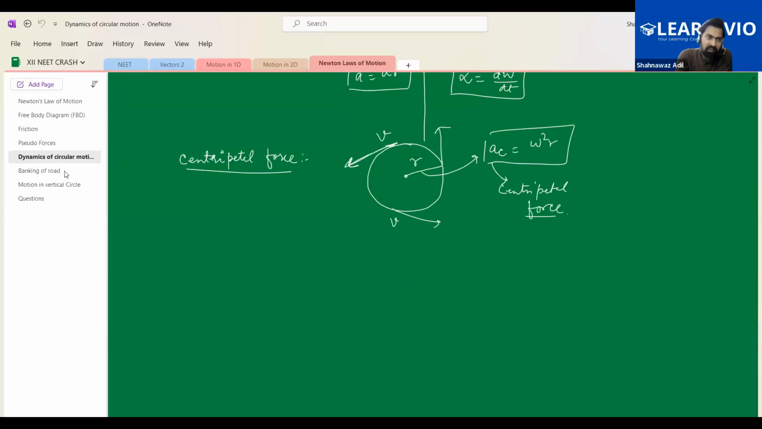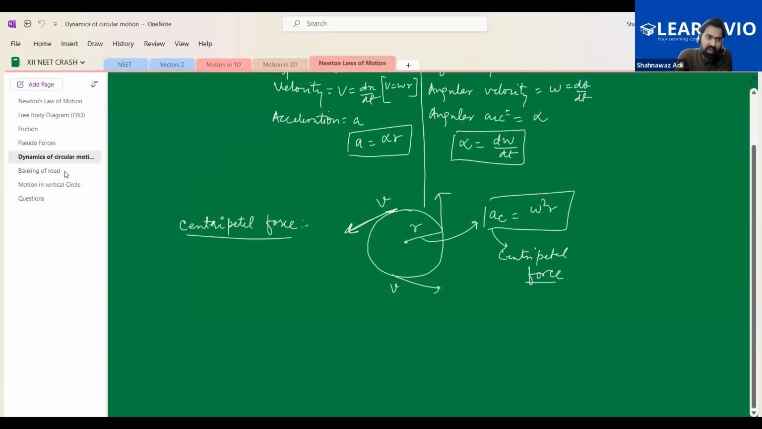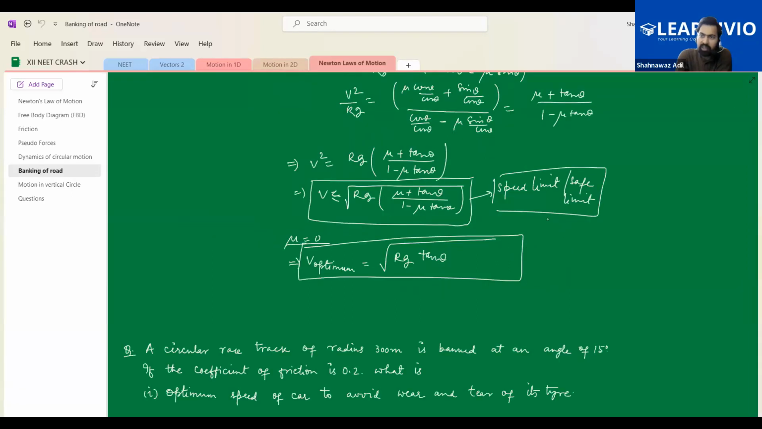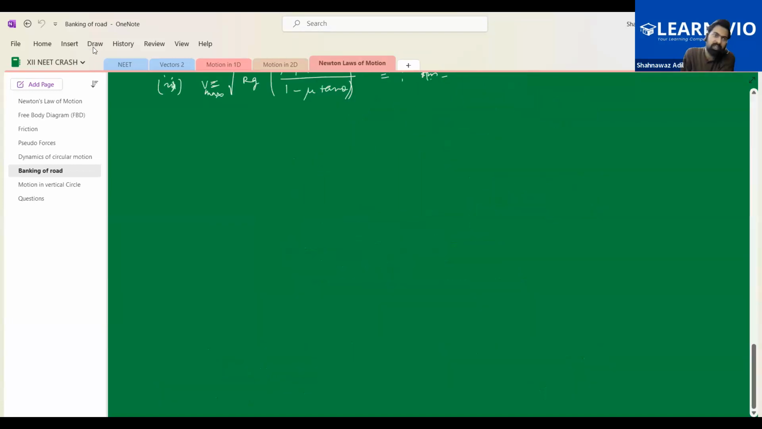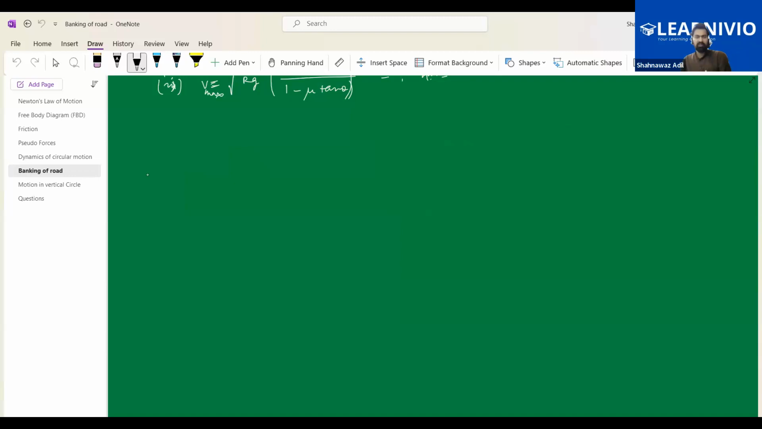Okay, so then we have this circular motion, and then we have this banking of road. In banking of road, in your NCERT, what you guys have learned, right? There are two scenarios in banking of roads. And what is the slip velocity? The maximum velocity without slipping that you can move in the circular direction. You guys have learned that.